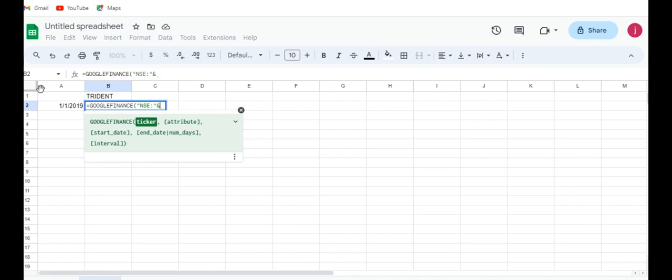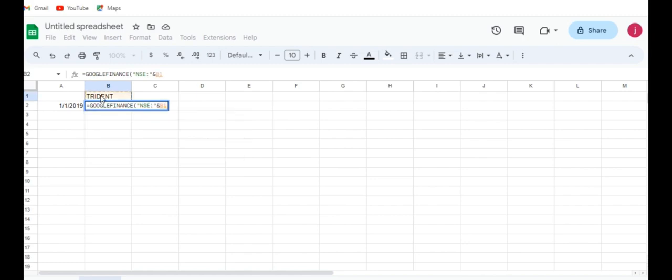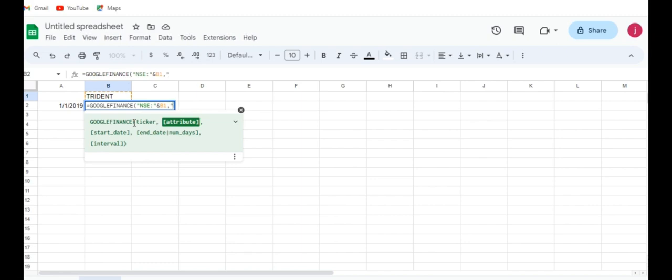Here I will add the ampersand sign signifying a concatenation between the stock exchange and the name of the stock, which will be Trident. So NSE colon followed by the stock name, which is Trident. The ampersand will help us in putting that together. Once we've done that, we will move to the next argument, which is which parameter we need. Google Finance does give you a lot of parameters. You can check that online, but we are interested in the price, the closing price to be specific. So I'll just type in price.